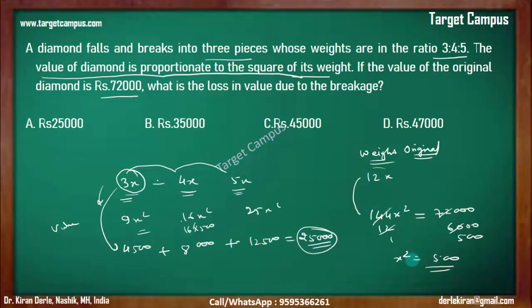But the initial value was 72,000. What is the loss due to this breakage? 25,000. The loss due to this breakage becomes 4770, right? So this is our answer, right? Try to understand, even if this is lengthy, rewind this again, try to understand and get your answer, right?